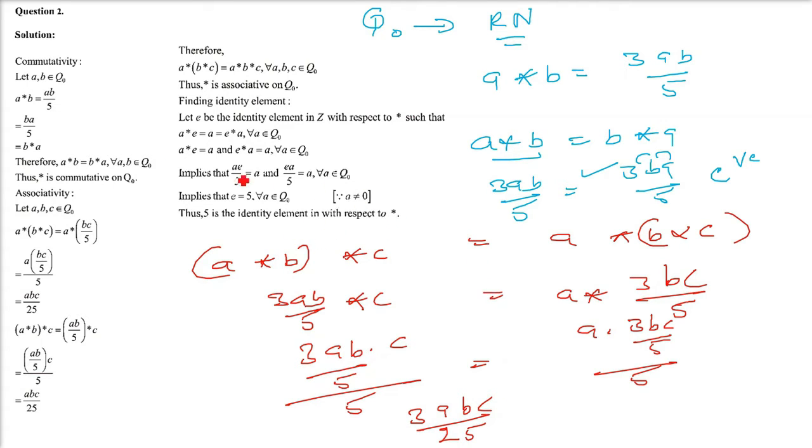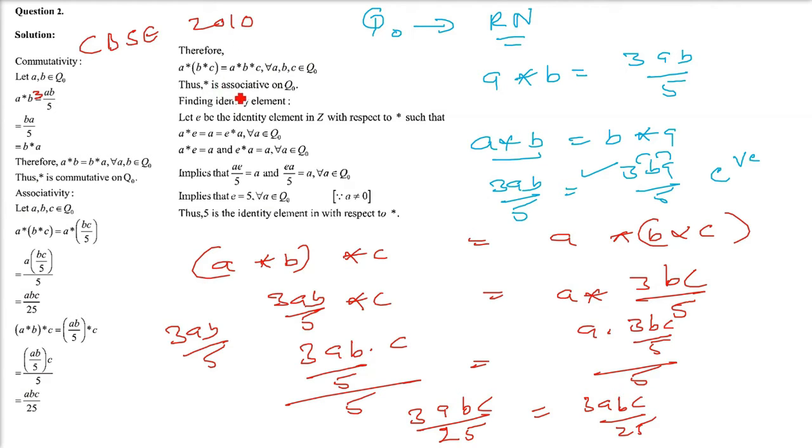Here you see it is AB by 5. So in certain editions it is AB by 5. But since in CBSE 2010 it has come as 3AB by 5, I am doing it as 3AB by 5. Right? If it is AB by 5, it will be ABC by 25. There will be no 3 here. So in both the cases, it is associative because both the left hand side and right hand side are equal. So CBSE 2010, okay.